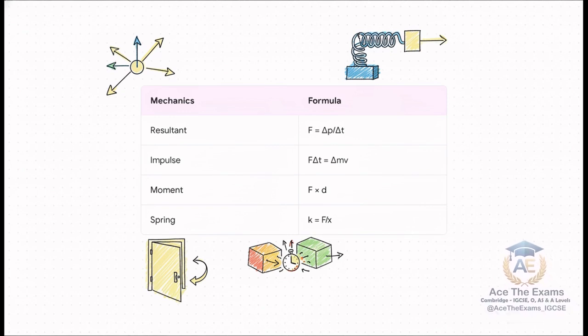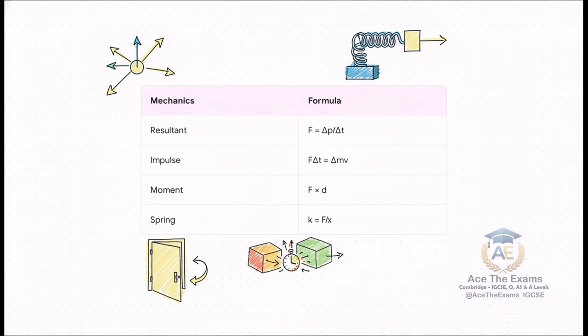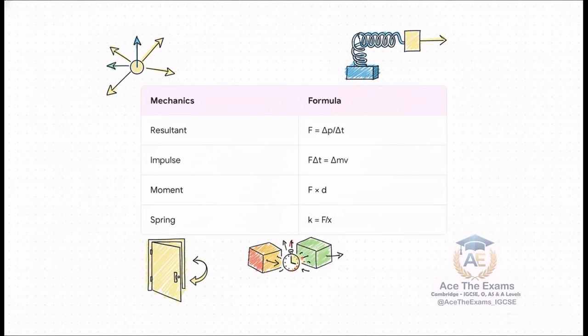Grouping these formulas together shows us exactly how force scales up in the real world. Let's look at resultant force. F equals delta P over delta T. That's just the change in momentum over time. Then there's impulse, which is F times delta T equals the change in mass times velocity.